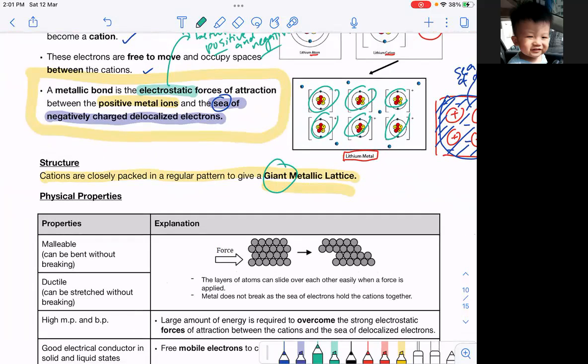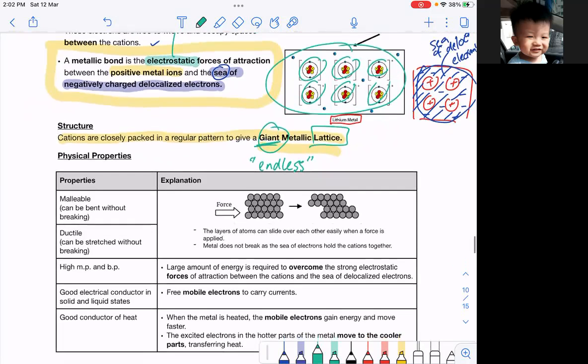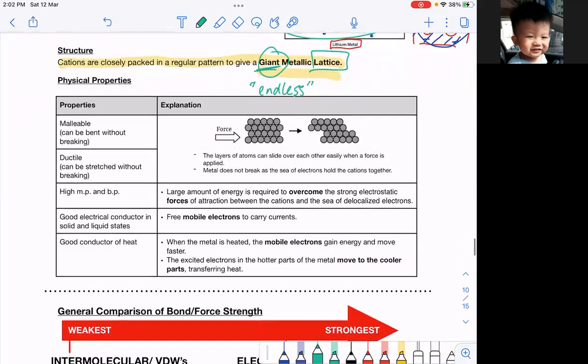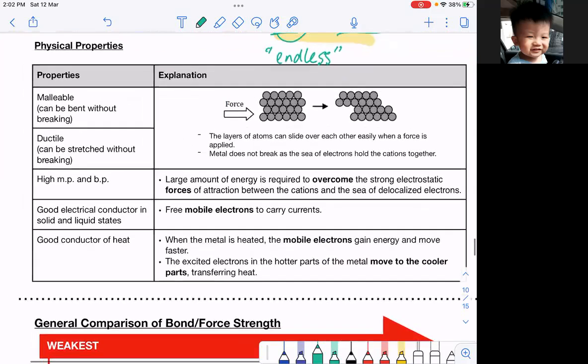What about this lithium? I drew 6 of them. Could I have drawn 10 of them? It's the same thing, right? If I drew 100 of them, do I need to stop at 100? No need. I can do 1 million. So things that are endless, we call it giant. Don't say endless in exam, but you get the idea, endless. Okay? Metallic lattice is just the way they use to describe the arrangement. So no need to draw, no need to think of. Just know the word giant.